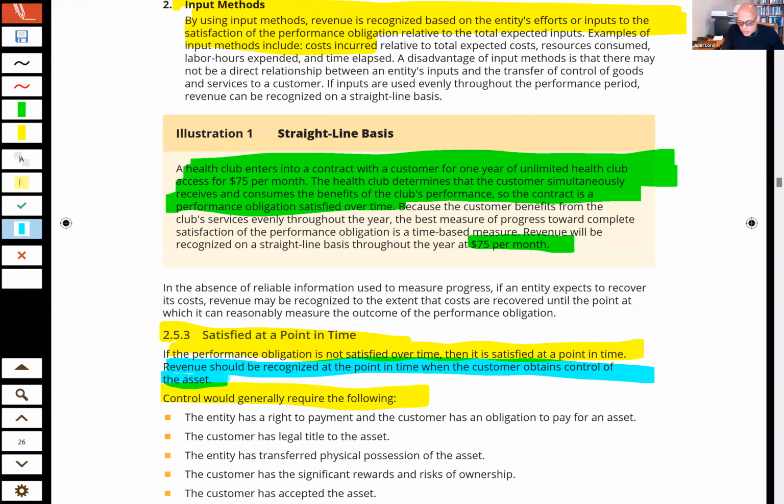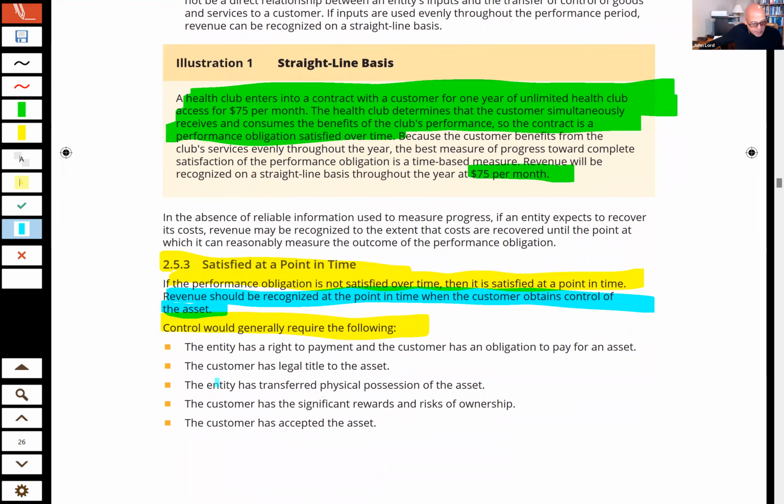Now, I'm kind of being facetious there when I say, do you think? But back up and store in your mind, those are the options. It's either over time or what? At a single point in time. And a single point in time would generally require the following. And guys, when it says generally require the following, that tends to mean that it is the preponderance of the information that you see that's telling you whether or not you could recognize that at a point in time.